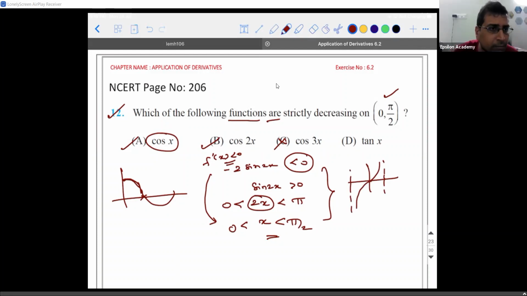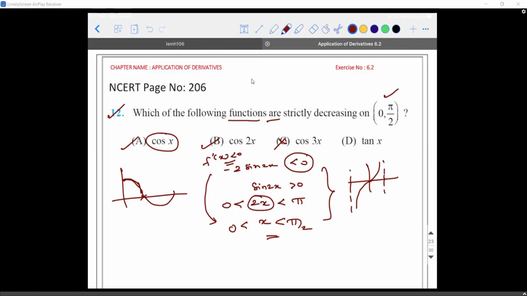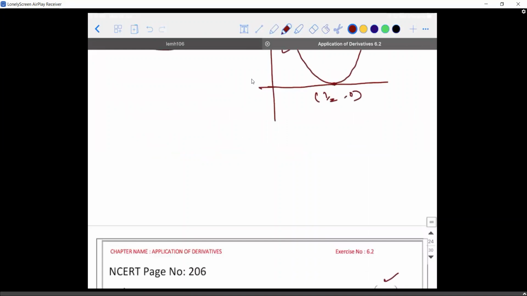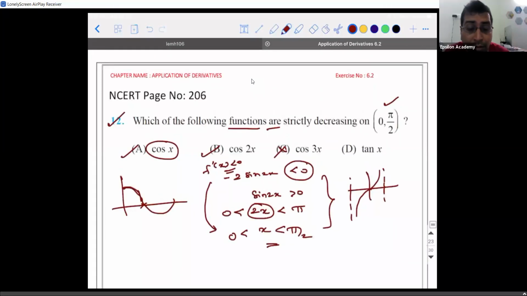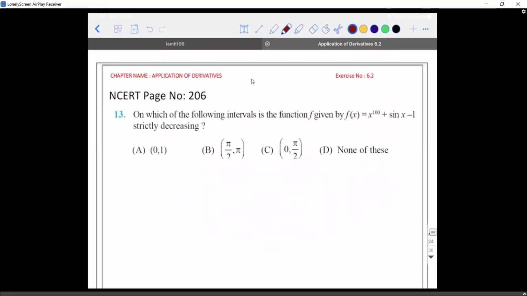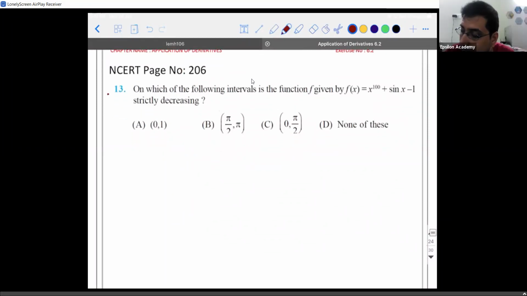Is everyone clear? Yes, sir. Good. So tan x also decreases, sir, between 0 to pi by 2? Tan increases. Tan and sine are increasing functions. Cos is decreasing. Okay, sir, understood.